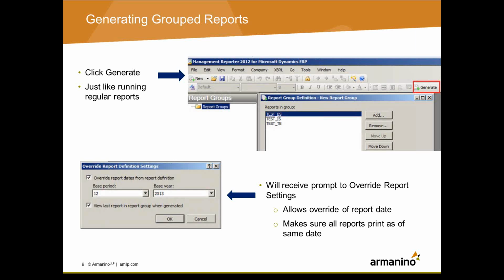So let's say someone had run an individual report for July of 2013, but you have it in your report group. So when you print the report group and you select this override report date, you give it the base period of December 12 and the year 2013. That will override that previously saved July date so that you don't have to worry about your reports coming out with a bunch of different dates selected. So that's a very handy little feature.